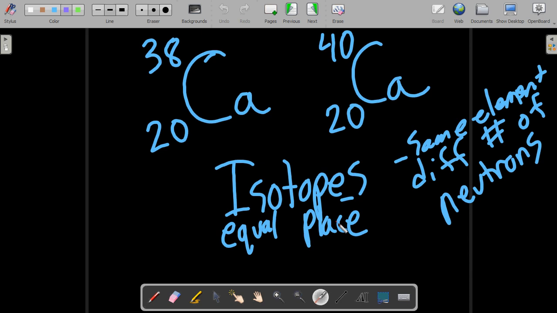Now, how do we know they have a different number of neutrons? Well, if the mass is 38 and we subtract 20 protons, that's 18 neutrons. If the mass is 40 and we subtract 20 protons, then the number of neutrons is 20.